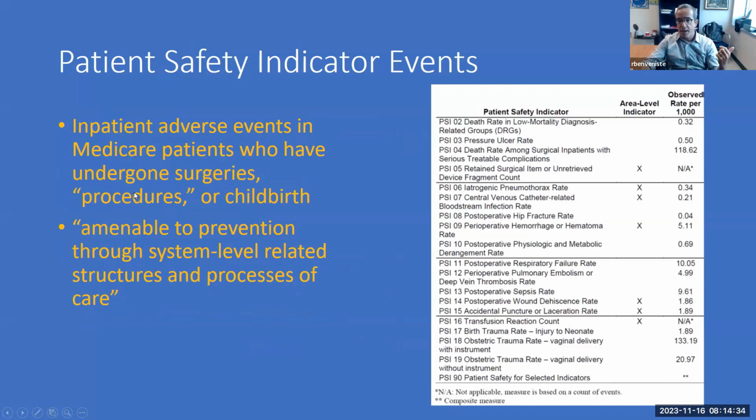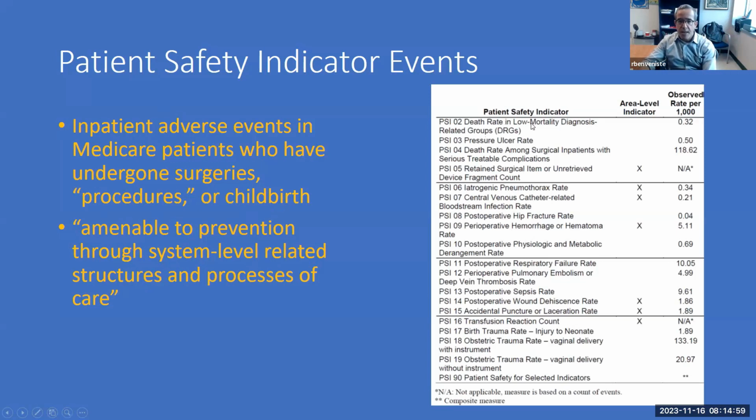As Dr. Harrows pointed out in an email a couple of weeks ago, a ventriculostomy is counted as a procedure, or childbirth. And the HHS defines these as patient safety indicator events as being amenable to prevention through system level related structures and processes of care. We'll talk more about that later, but here's a list of patient safety indicators.